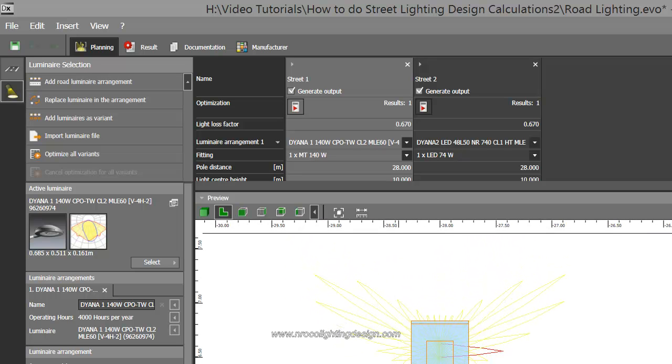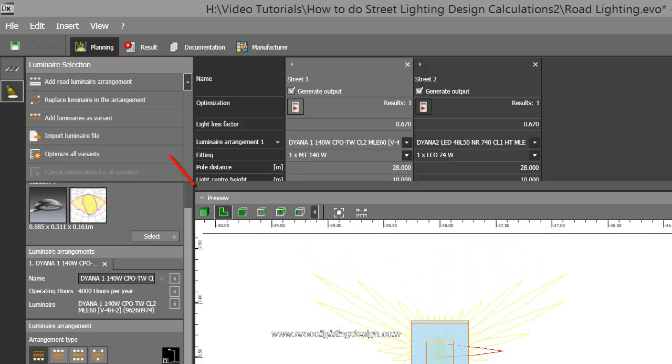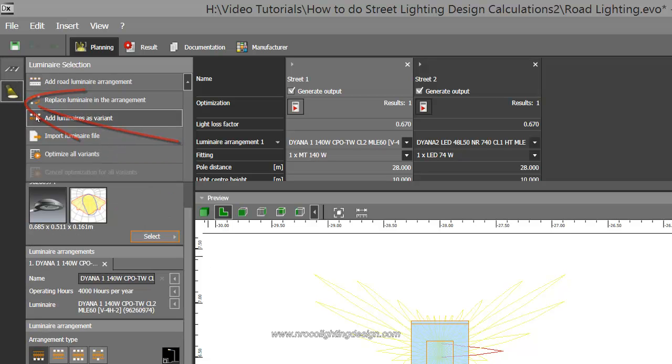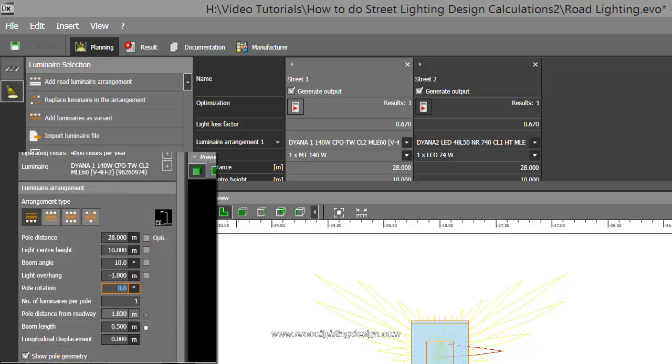So Adi, to rotate that one, make sure you are in the planning tab and you are in the light tab on the vertical here, because there are only two tabs in road lighting in Evo. One is for the road and one is for the luminaire. So make sure you are in the luminaire, and then scroll down, down, down, and you see here in the options, it's not that one, it's the pole rotation. So it's here, because I'm looking for the angle or the degree.